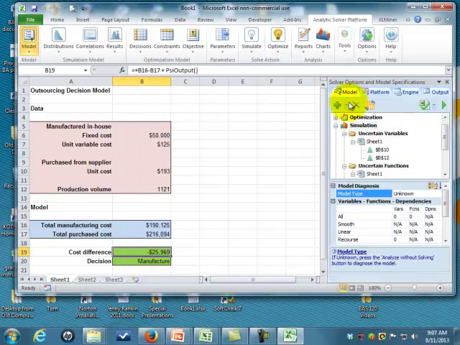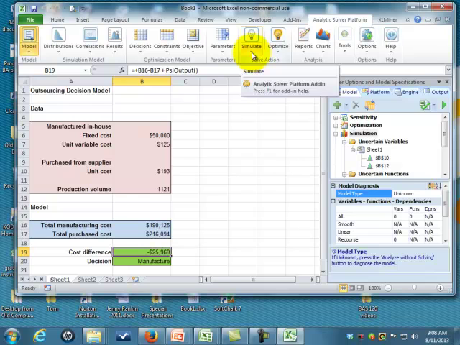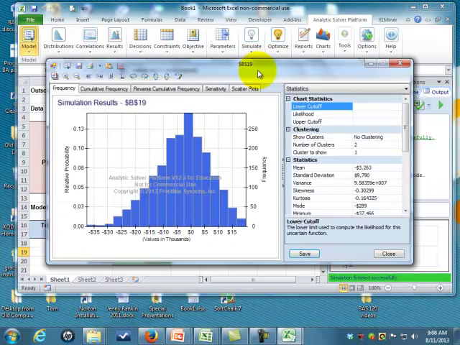Notice over here on our model specification, it's keeping track of the uncertain variables that we've told it. Now we're ready to run the simulation. So we're going to say simulate, run once, and it comes up with this distribution here. Now, notice here's all our distributions of our 2,000 runs for all the potential outcomes, and we see it here on a frequency distribution curve.